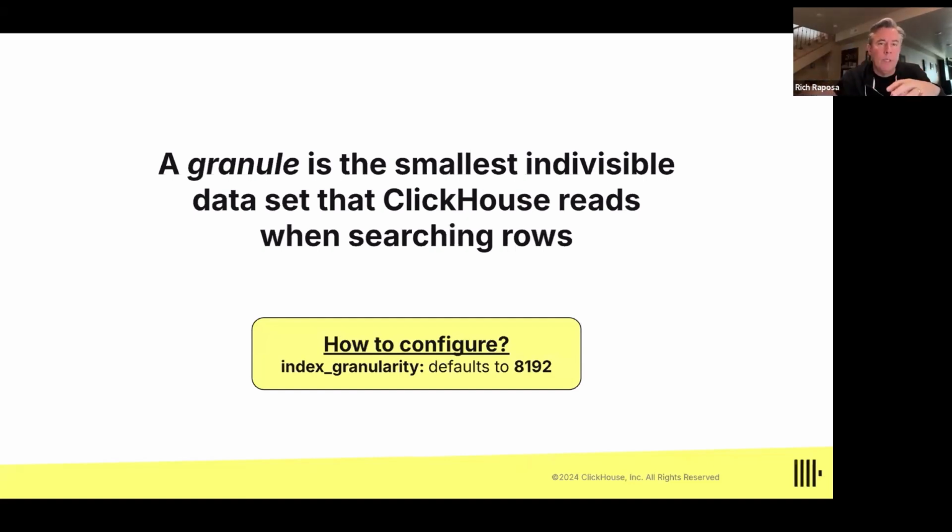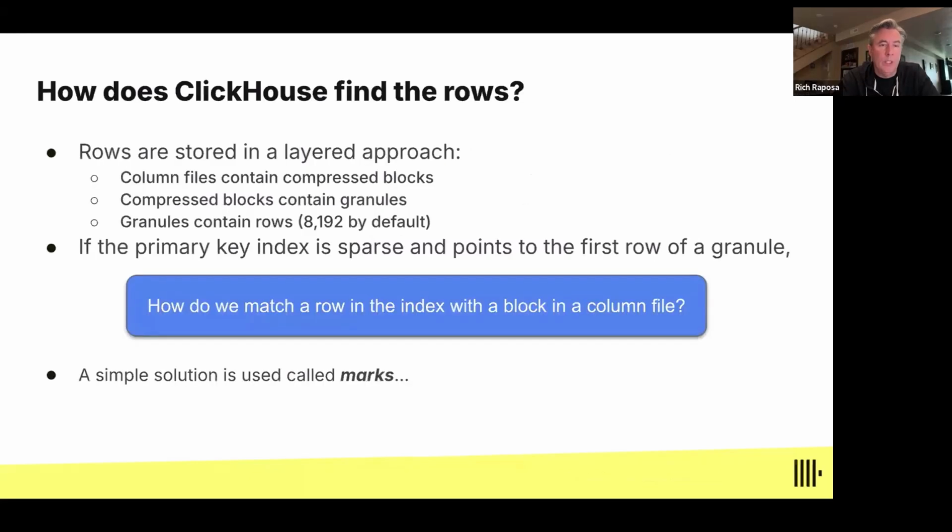ClickHouse never reads one row of data, ever. ClickHouse always reads 8,192 rows at a time. Now you can configure that. Every table can have its own granularity. But like I said, I can't even think of a reason why you'd change it. You're not going to change it at the beginning. You might change it a year from now when you discover something clever about your data, but I sure as heck wouldn't change it anytime soon.